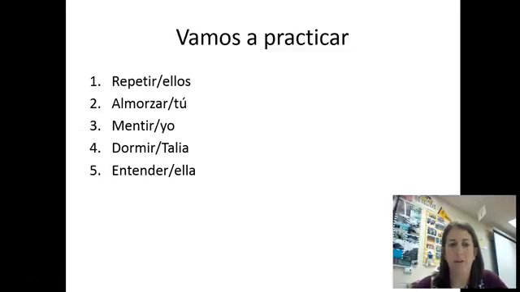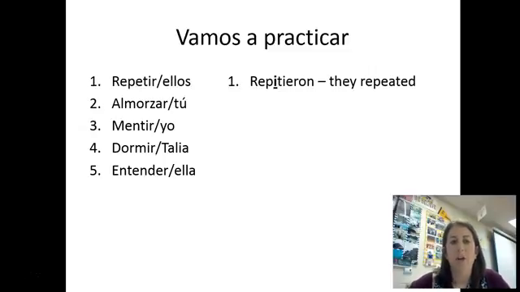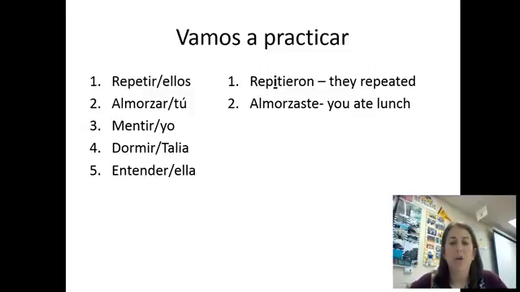All right, here we go. Repitieron is going to be they repeated. Notice we are going to have a stem change because repetir is an IR verb, and we are in the flip-flop. Almorzar in the tú form. What do we notice about our verb almorzar? It's an AR verb, therefore we are not going to have a stem change. Only IR verbs can stem change. Also, we know that we're outside of the flip-flop, so we wouldn't have a stem change anyway.